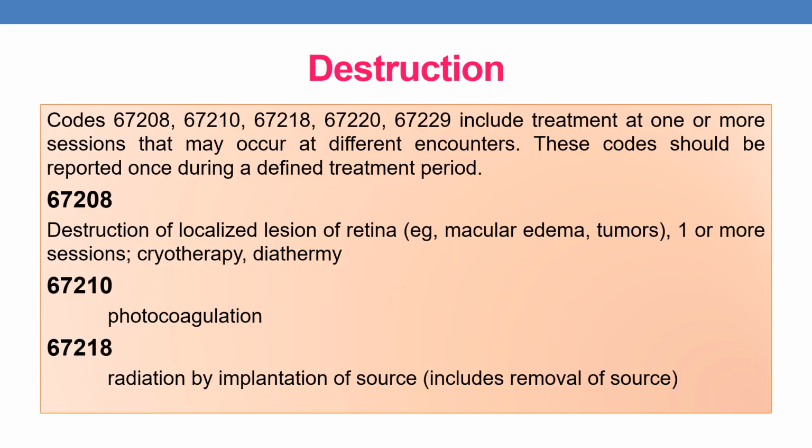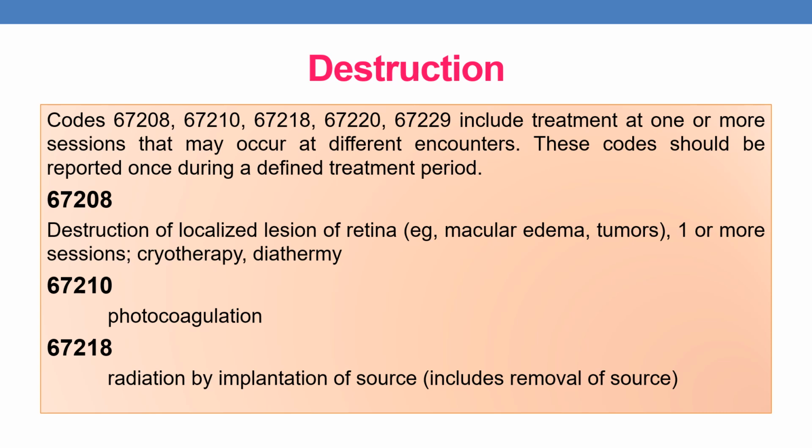Coming to the next section, that is destruction. The codes 67208, 210, 218 and 67220, 67229 include treatment at one or more sections that may occur at different encounters, and these codes must be reported once during a defined period of time.